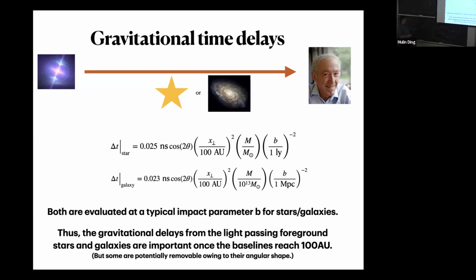Kind of surprisingly, if I just send a skewer through the universe, it will also go on average past a 10 to the 13 solar mass halo within 1 million parsecs. If you evaluate that, it gives you about the same delay. But the takeaway is this is relatively small, and it's potentially removable if you have enough detectors.